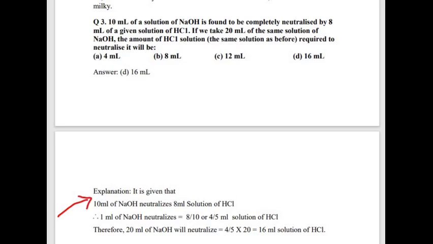Now we are given that 10 ml of NaOH will neutralize 8 ml of solution of HCl, right? So 1 ml of NaOH solution will neutralize 8 by 10 ml of solution of HCl, or we can say 4 by 5 ml of HCl solution. So 20 ml of NaOH solution will neutralize 4 by 5 into 20 ml of HCl solution, which will be 16 ml. So this is quite an easy calculation by which we can say that 16 ml, which is option D, is the right answer.